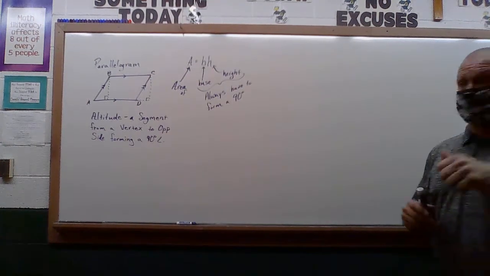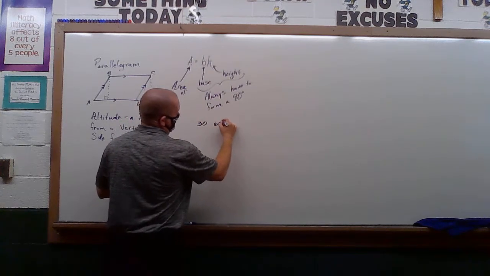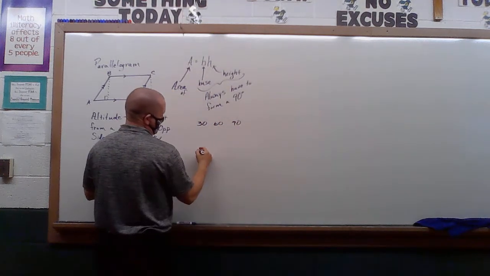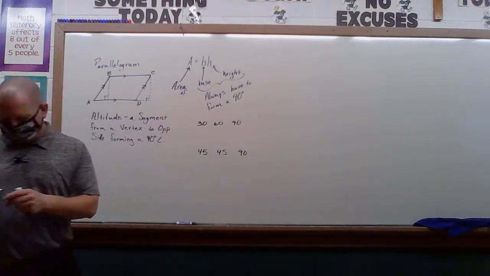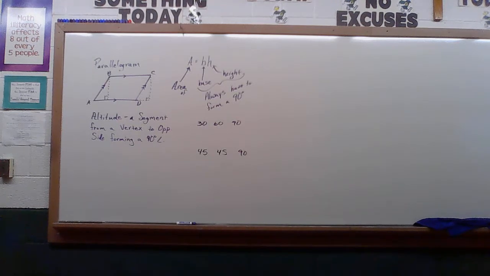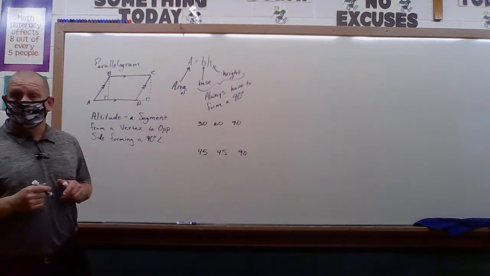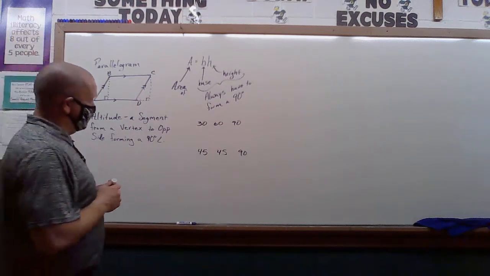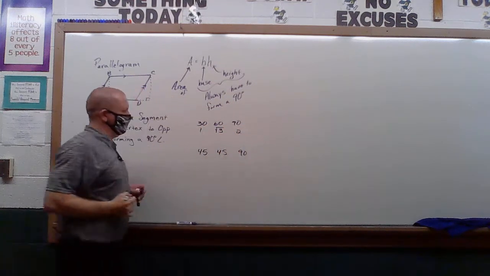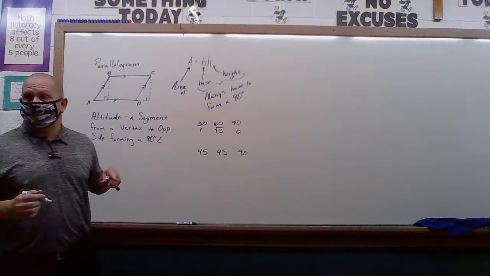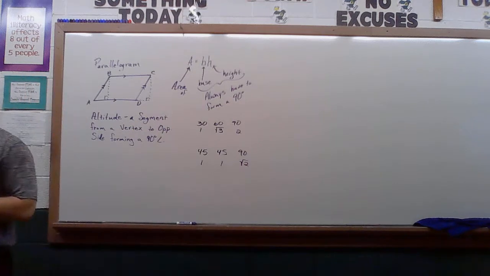Remember those? What were my two special right triangles? 30, 60, 90, or 45, 45, 90. And what were the lengths of the ratios in these two? What was in the 30, 60, 90? 1, square root of 3 and what? 2. Perfect. How about for my 45, 45, 90? 1, 1, square root of 2. Awesome. So you might use that.